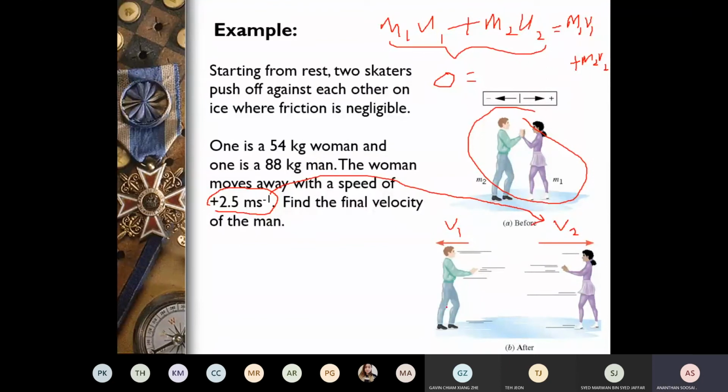M1 is the mass of the man, so m1 is 88. v1 we are looking for, plus m2, the woman, which is 54, and v2 is found to be 2.5, positive 2.5. So you can get v1. You have to use the momentum formula: m1 u1 plus m2 u2 is always the same as m1 v1 plus m2 v2. Total momentum before collision equals total momentum after collision.